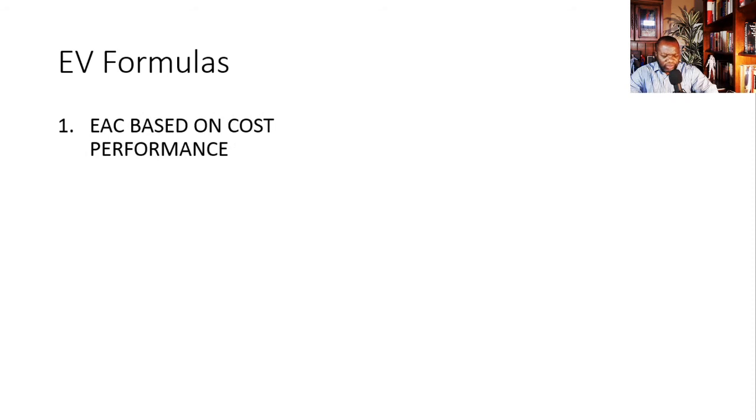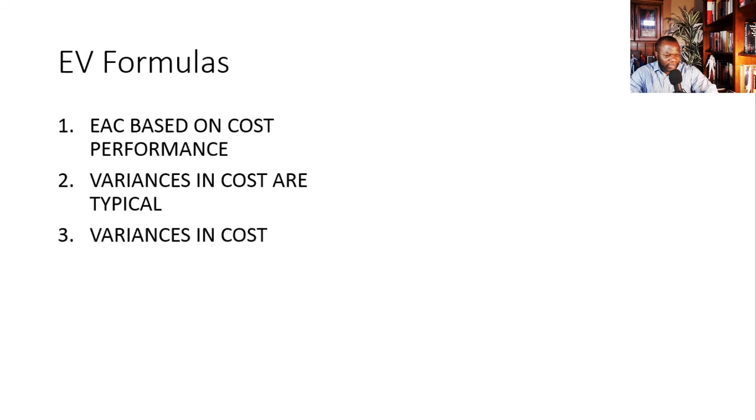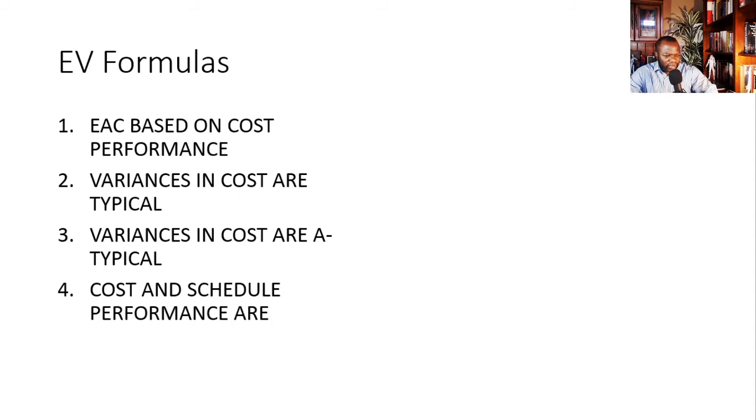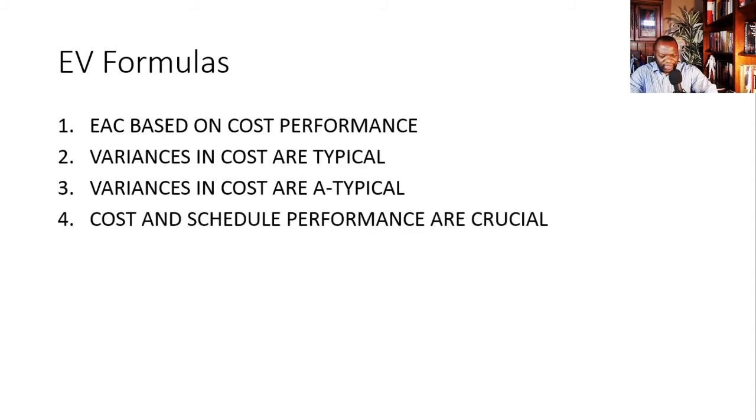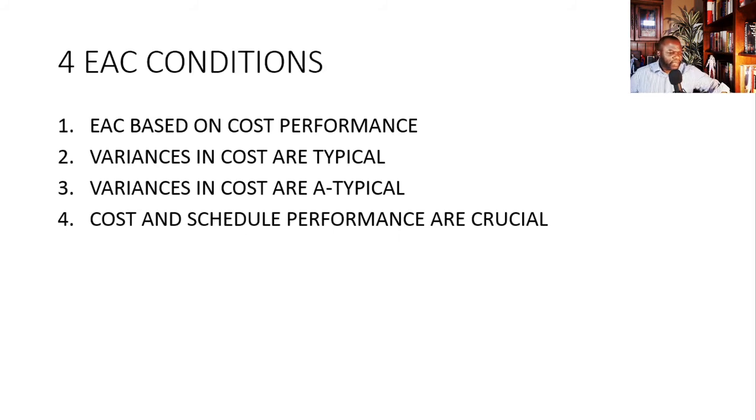I want to know what you would use when variances in cost are typical and variances in cost are atypical, and when cost and schedule performance are crucial. These are 4 states for EAC. So let me rename this as 4 EAC conditions. Okay? I want you to spend some time, think about it.